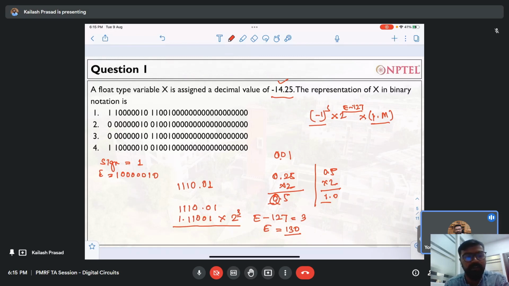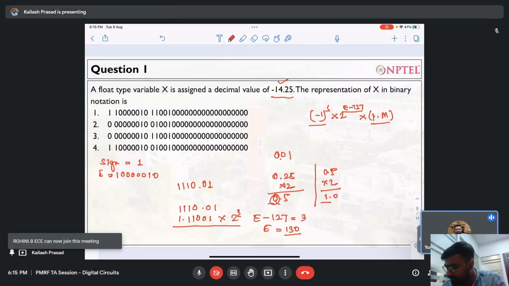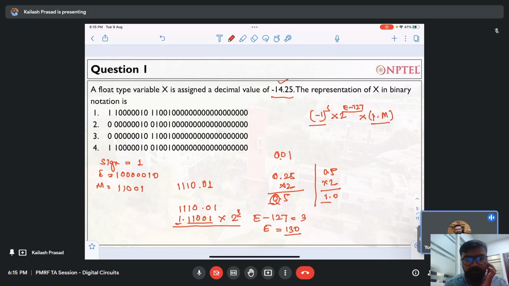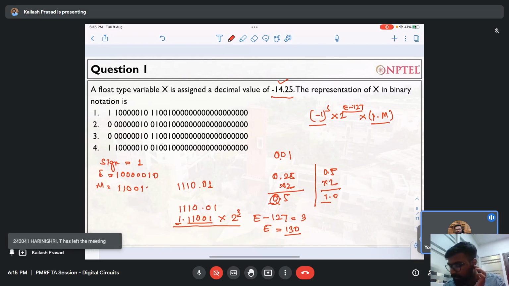The only thing we are left with is the mantissa, and we have already calculated the mantissa. So m is 11001. Please note that you have to ignore the leading 1. And it will be followed by all zeros, because you have to represent 23 bits. So it will be followed by all zeros.